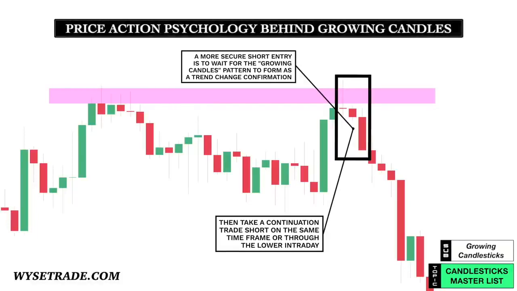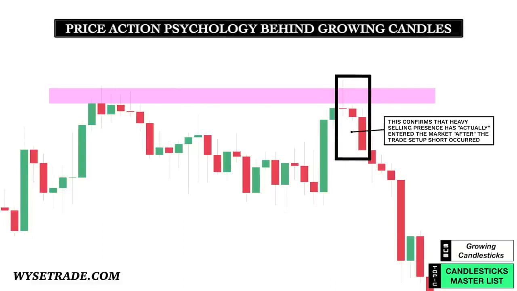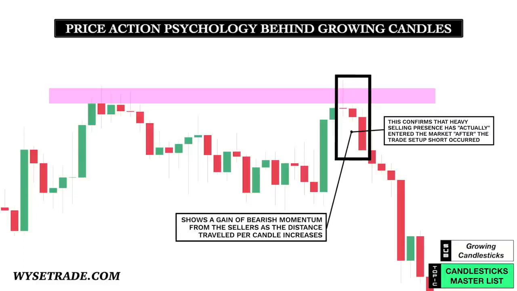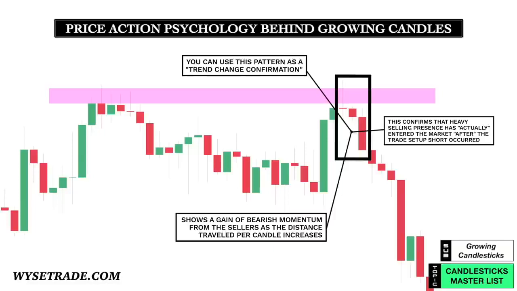So, what is the price action psychology behind this pattern? The pattern confirms that heavy selling presence has actually entered the market after the trade setup, because it shows a gain of bearish momentum from the sellers as the distance traveled per candle increases, meaning you can use the pattern as a trend change confirmation. Now, going in the opposite direction.